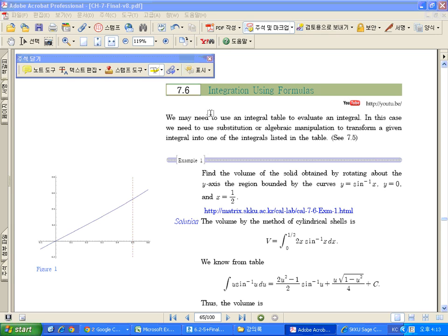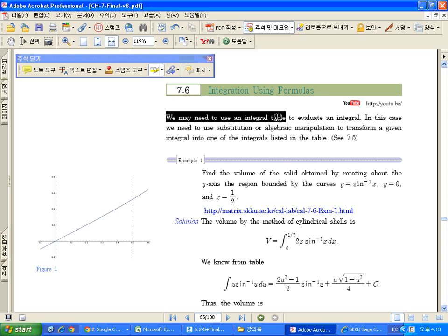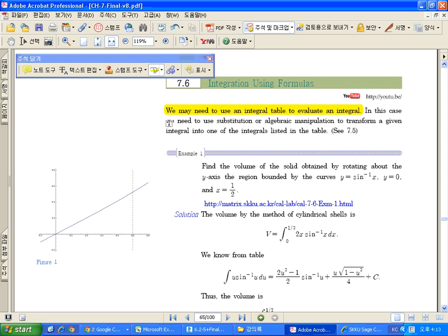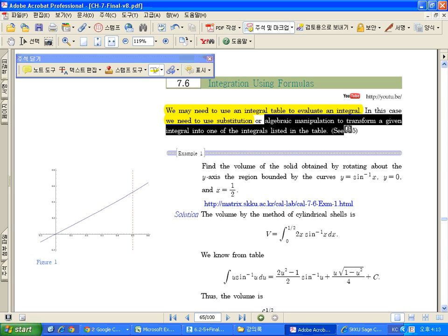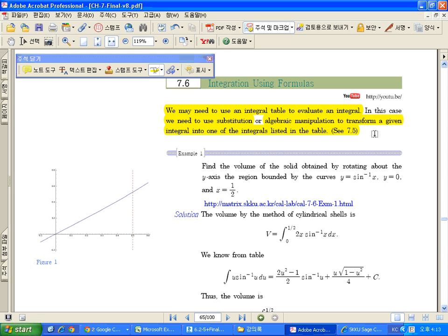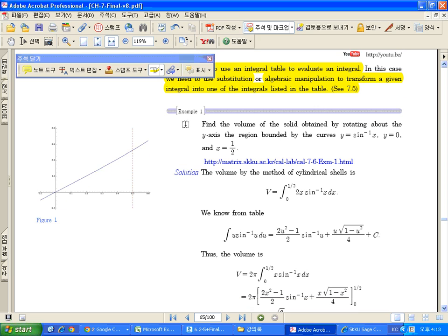Section 7.6, integration using formulas. We may need to use an integral table to evaluate an integral. In this case, we need to use substitution or algebraic manipulation to transform a given integral into one of the integrals listed in the table that we introduced in the earlier section, 7.5.